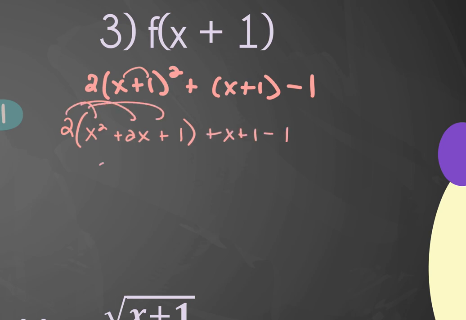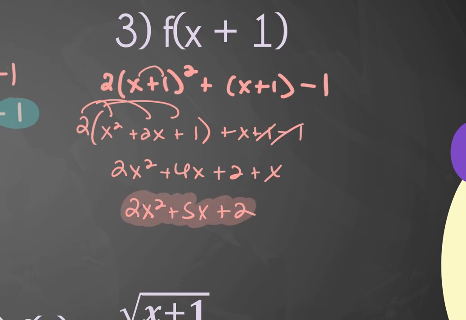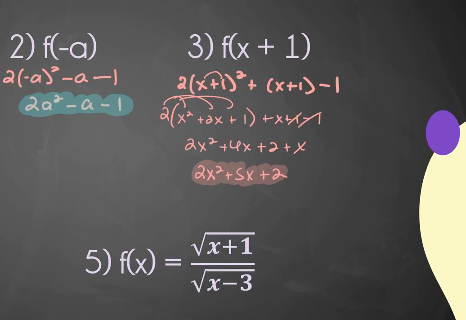Distribute the 2. 2x squared plus 4x plus 2 plus x. Positive 1 and negative 1 actually cancel out. And I get 2x squared plus 5x plus 2. Questions on any of those 3?